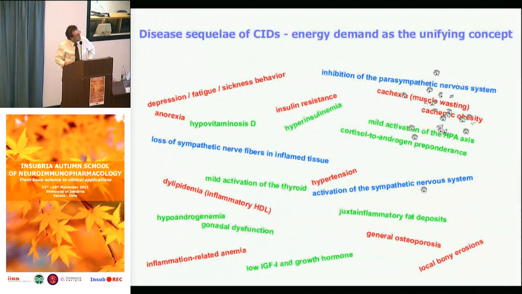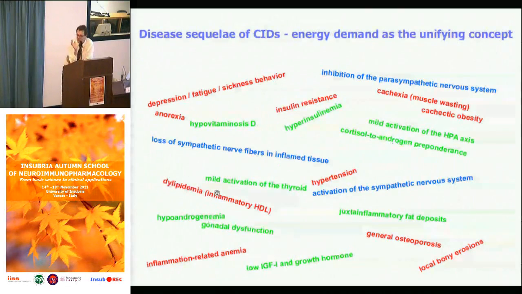You have the mild activation of the HPA axis. This is understandable now because it activates gluconeogenesis and lipolytic processes. The cortisol to androgen preponderance, more cortisol than androgen, leads to gluconeogenesis, glycogenolysis, and lipolysis, and the breakdown of the muscle. You have the loss of sympathetic nerve fibers as an adaptive program in a wound response, ending in the fat tissue. You have dyslipidemia.